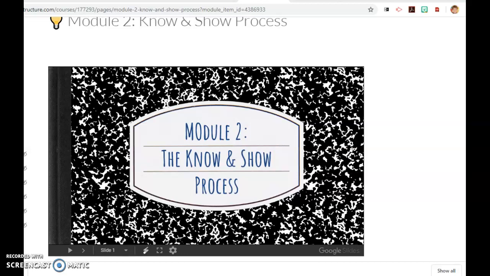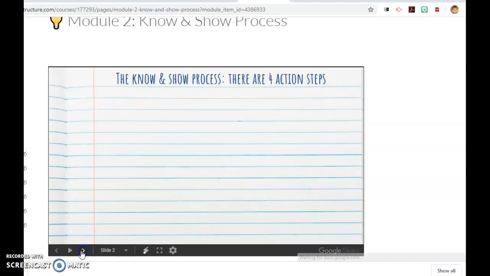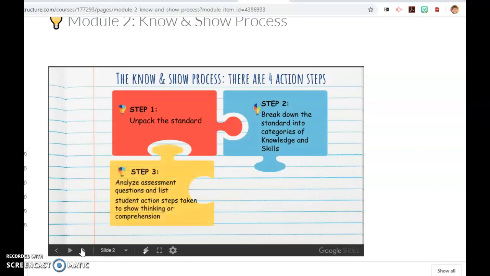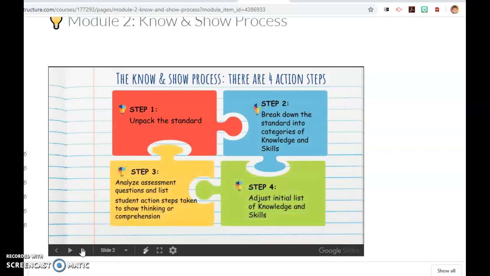In this section of Module 2, we will explore the know and show process. This process has 4 action steps. The first is unpacking the standard. Second, breaking down the standard into the categories of knowledge and skills. Third, analyzing assessment questions around that standard that help us to see students' thinking and comprehension skills. Step 4, adjusting our initial list of skills and knowledge based on the analysis information.